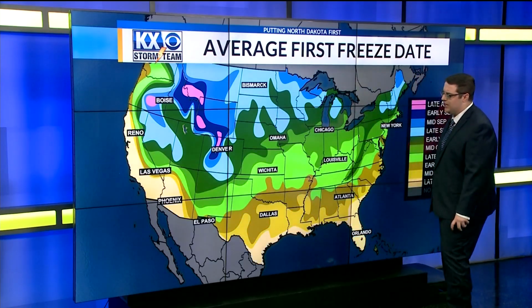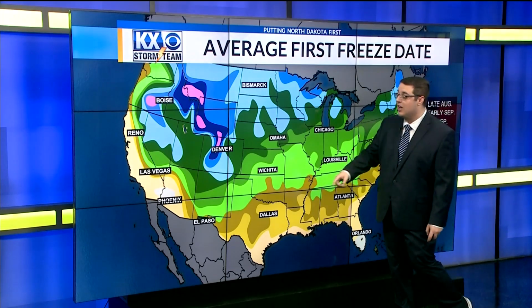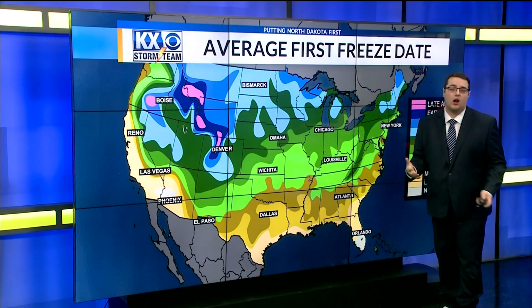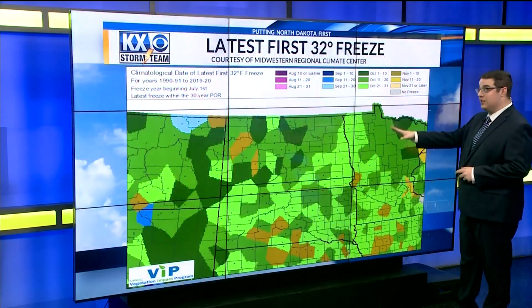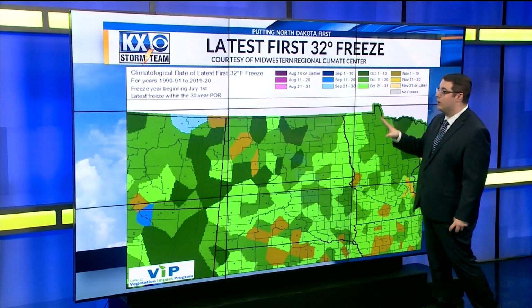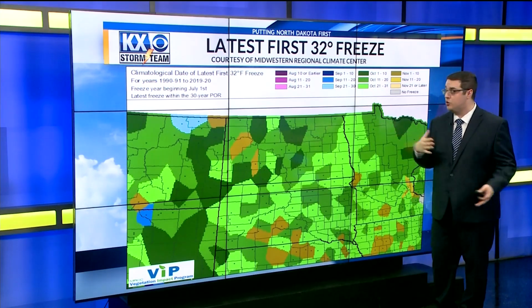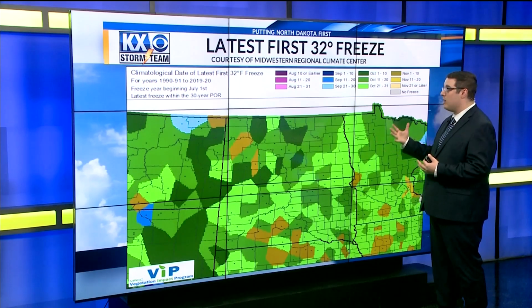We'll have to keep an eye on it over the next couple of weeks. Take a look at the rest of the country here. We can see there are some areas down there to the south where they never have a freeze just because of how warm they are during this time of year. And I did want to take a look at our latest first 32-degree freeze, so getting below that freezing mark, and it's usually the latest time is right around late October.